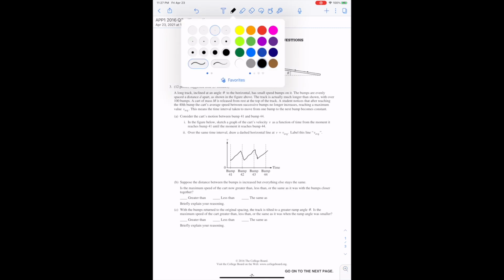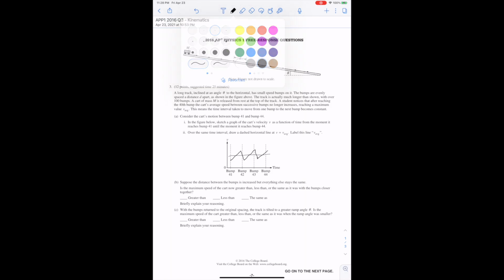Alright, now in part 2 of part A, we are asked to draw a horizontal dashed line through what we would assume is the average velocity of the cart over this period. So by taking the midpoints of all of these lines, we can draw a horizontal dashed line, just like that.